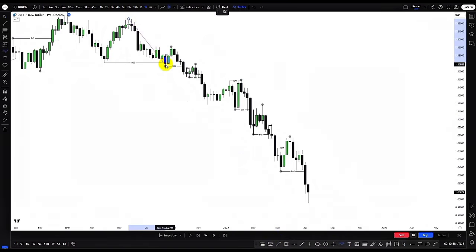You can see the pullback, the pullback, the pullback, the pullback, and now the most recent pullback. You can see this reduces the noise in the chart.